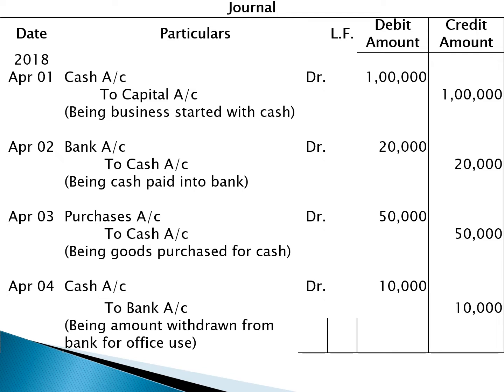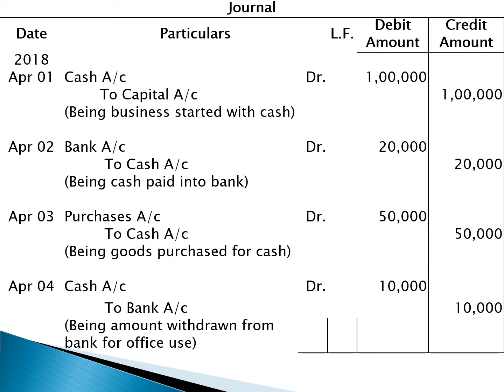Coming to the second transaction, date is April 2nd, bank account debit to cash account, being cash paid into bank. Here, the rules applied are: debit the receiver, bank is the receiver here; credit what goes out. Cash is going out of the business into the bank.